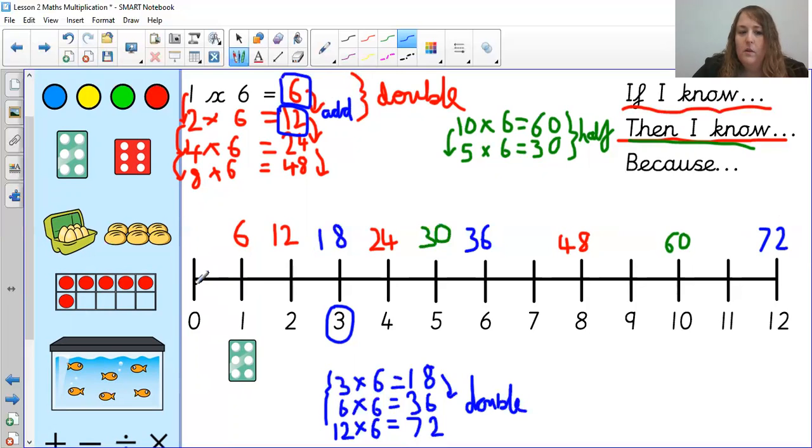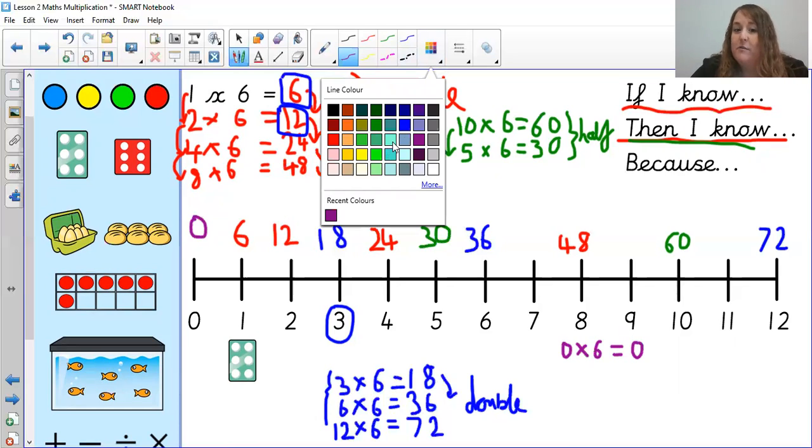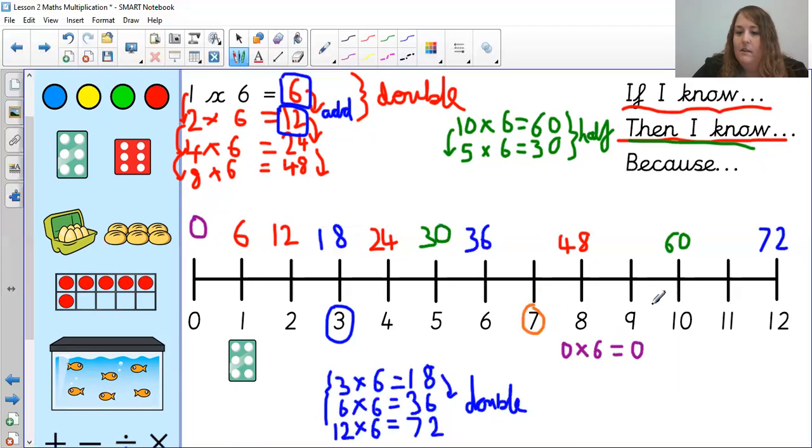Okay, got a few ones left. I'm going to go straight for 0 because I know that 0 times any number is asking me, I've got no groups of them. So if I have no 6s or 0 6s, my answer is always going to be 0. So I can pop that one straight in because I know that already and I don't need to work out anything from it. But the final few, and I use this word pesky with my class, is the pesky tables. The 7, the 9, and the 11. And these can be the trickier times tables because there's no doubling I can work out, there's no halving I can work out, but I can use adding.